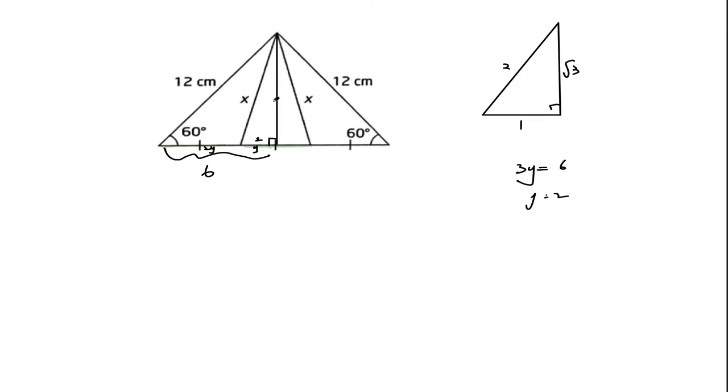And this height is 6, right? It's a 1 to root 3 ratio, right? So to go from here to here, it times up by root 3. So if you times up by root 3, the height is 6 root 3. So now in this right angle triangle, we have all the information we need except for x. So you can use the Pythagorean theorem to solve for x.